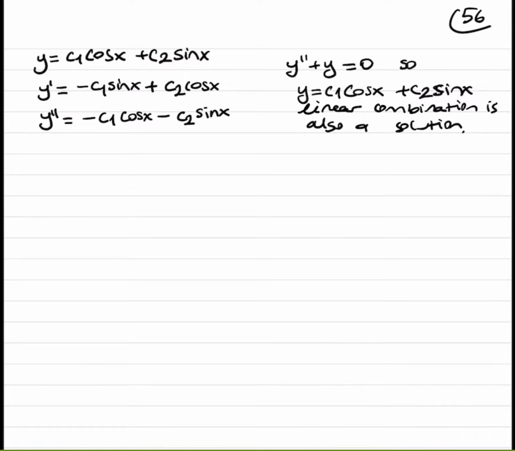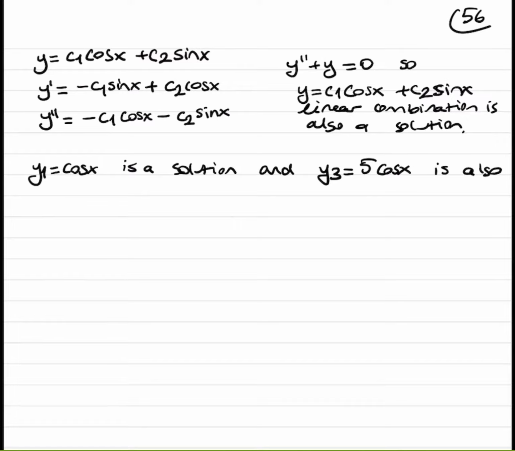But we need to be careful to get the general solution. We see that y1 equal to cosine x is a solution, and let's say we have another one, y3. Let's say 5 cosine x is also a solution. But we can see that y3 is equal to 5 y1, right? So they are related. So y3, this 5 cosine x, depends on y1.